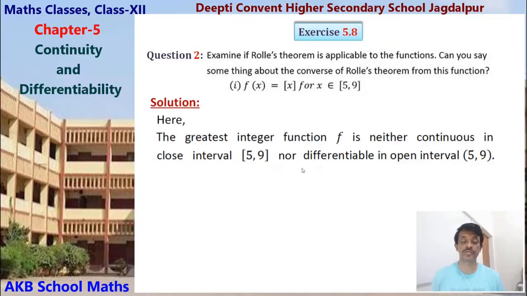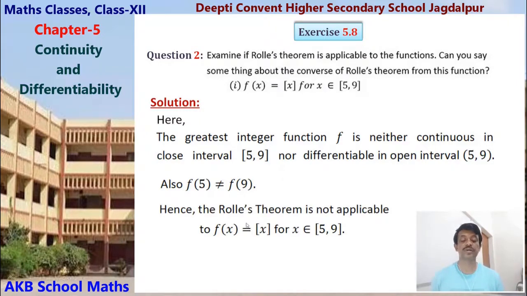The function will be not differentiable in the open interval 5 to 9, because in between there are integers. At that point the function is not continuous, so not differentiable. Not continuous, not differentiable. So the first two conditions fail. Also f(5) equals 5, since the greatest integer of 5 is 5, and f(9) equals 9. Both are not equal, so the three conditions are not satisfied.